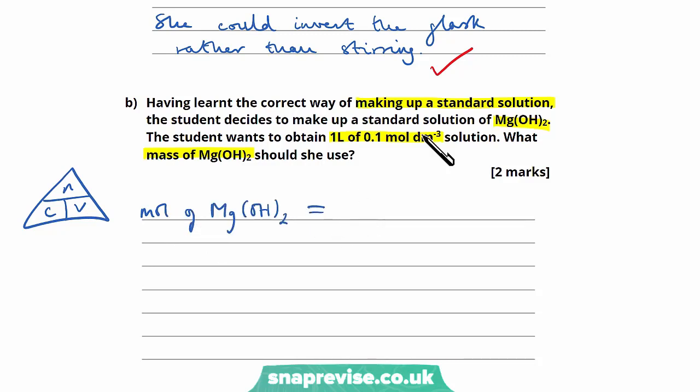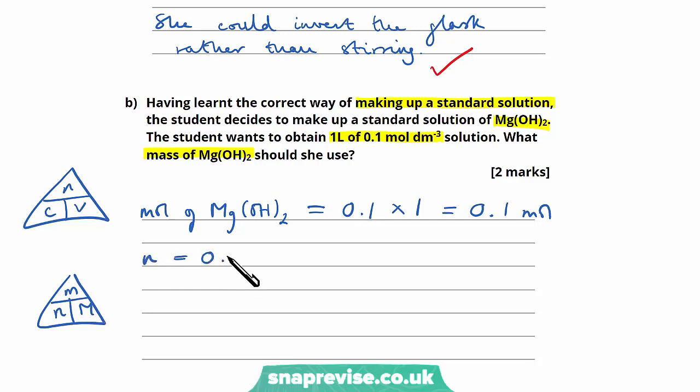So we know the concentration is 0.1 moles per decimeter cubed, and we know the volume is 1 litre, so that's 1 decimeter cubed. So that gives us 0.1 moles. So now we can go ahead and use our second pyramid. Number of moles is equal to the mass divided by the molar mass. We know the number of moles is equal to 0.1. We want to know the mass, and we can calculate the molar mass.